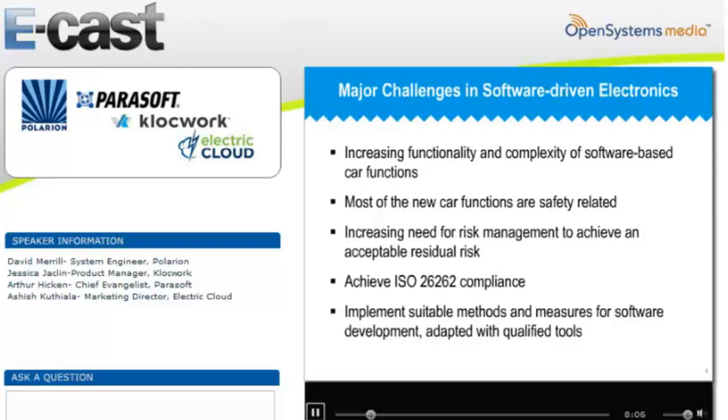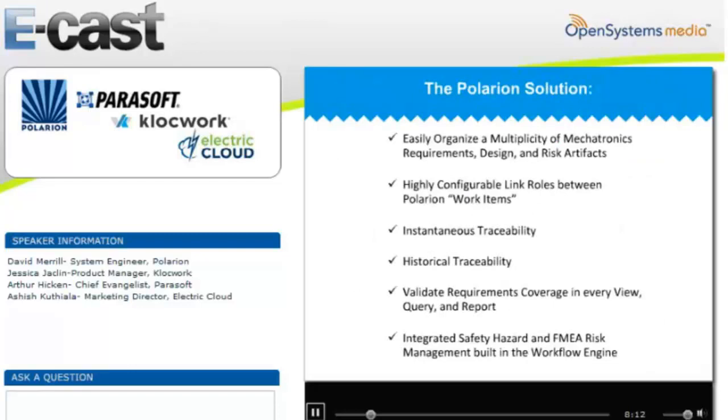The Polarion solution to these problems is really to establish the need to organize this multiplicity of mechatronics requirements, design and risk artifacts, as well as coding artifacts, so that the relationship between all of these becomes highly configurable. And in fact, in Polarion, we refer to them as work items, which can be as simple as a business case or as detailed as a software code or class that is implemented in ECU firmware.